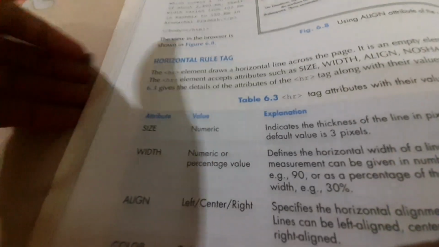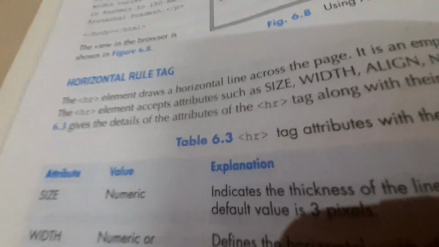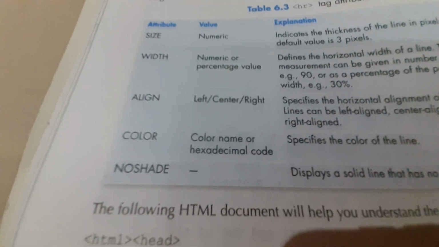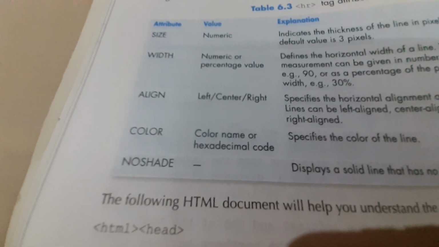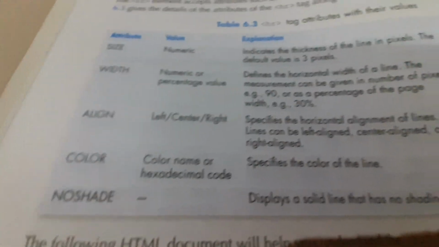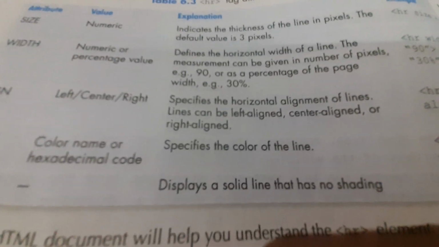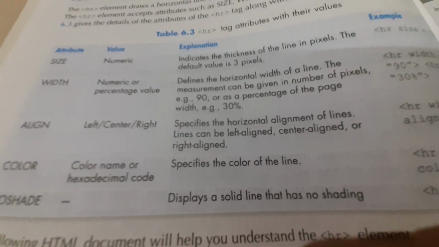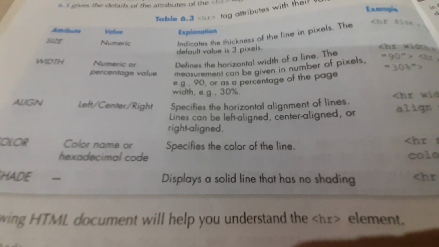The next is color. The color attribute contains a color name or a color code as a hexadecimal code as an attribute value. As usual, it is used to change the color of a horizontal line, because the default color of a horizontal line is shaded gray. We can use the color attribute like this: HR size is equal to 6 and color is equal to blue.